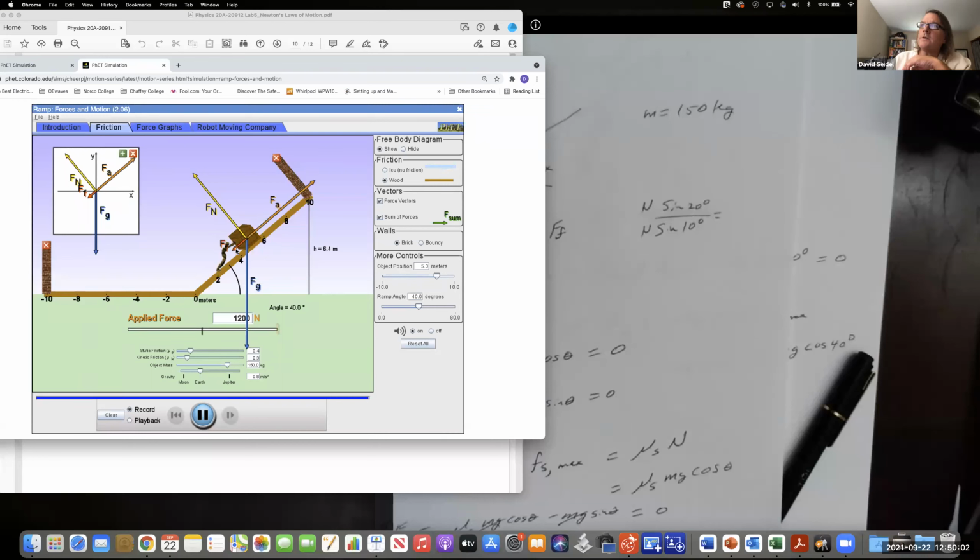The magnitude of the force of friction got bigger, but it's now in the opposite direction. So now gravity and friction are working together to keep me from pushing it up. I go to say 1,300. I go to say 1,400. Now I start pushing it up the ramp. See what's going on here?